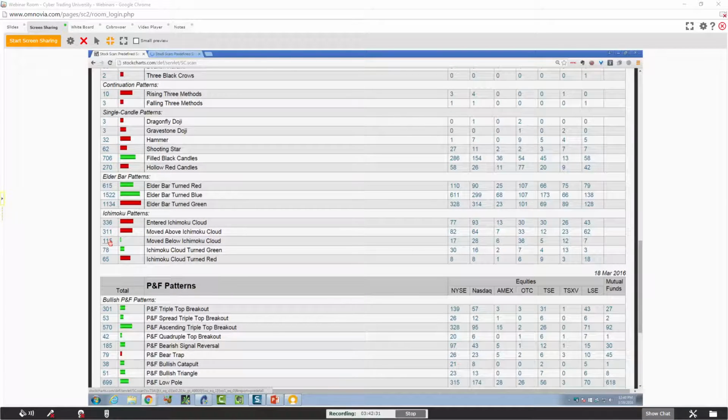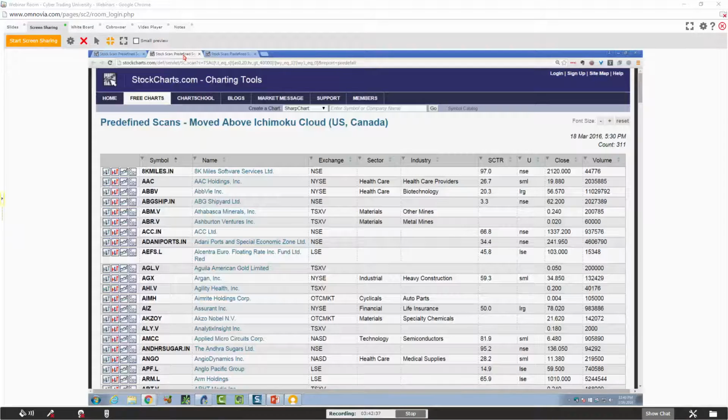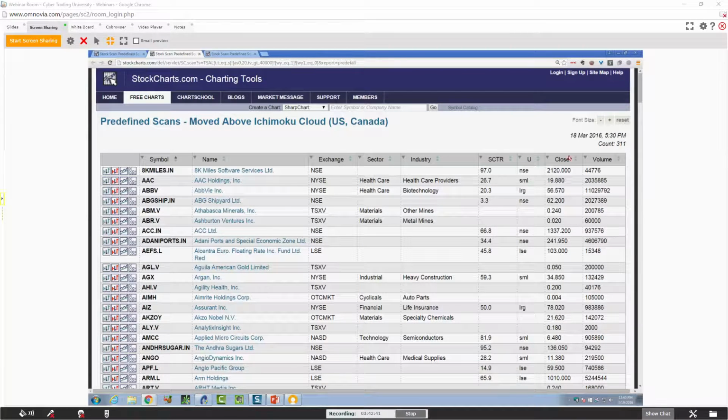So I'm going to hold down the control key and I'm going to left click and left click. That's going to give me a couple different tabs, and then it's going to crunch and do its little math, go and spit out a bunch of stuff. It's saying there's 331 equities in all of these exchanges that have moved above the cloud. So I want to filter those by volume.